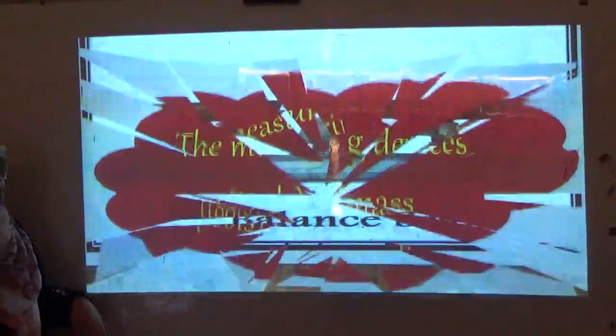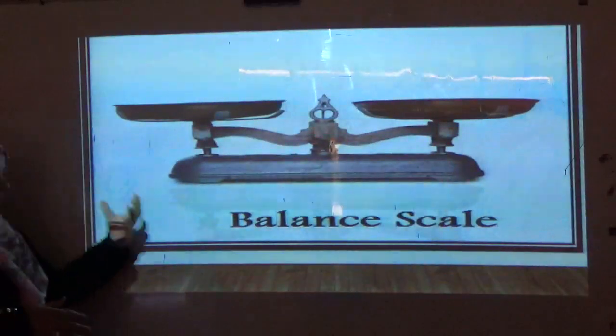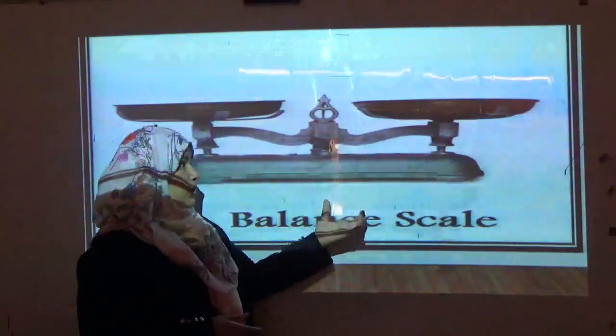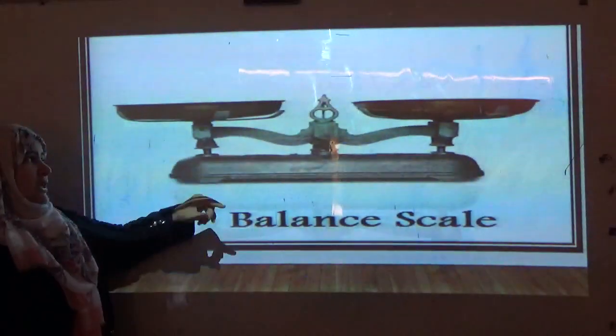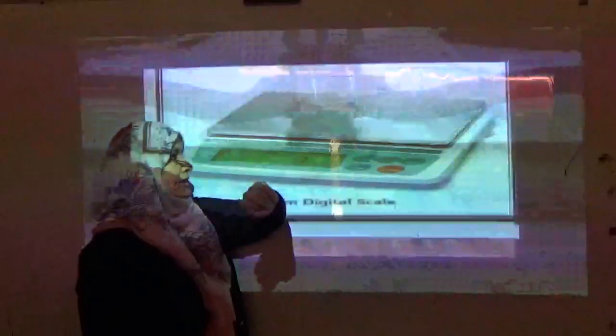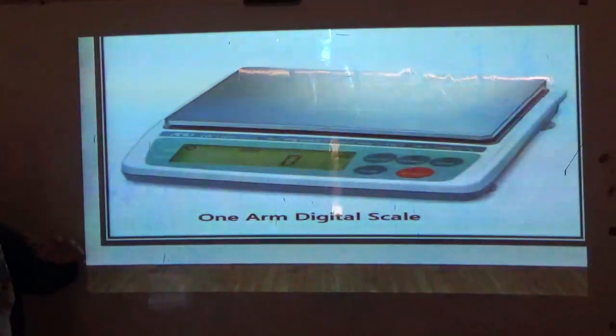The first device which can be used to measure the mass of any object is the balance scale. This is called a balance scale. On the balance scale, as you see, it has two arms. Here I can put the object, and on the other side I can measure the mass.